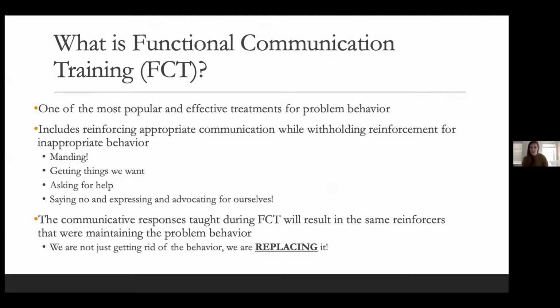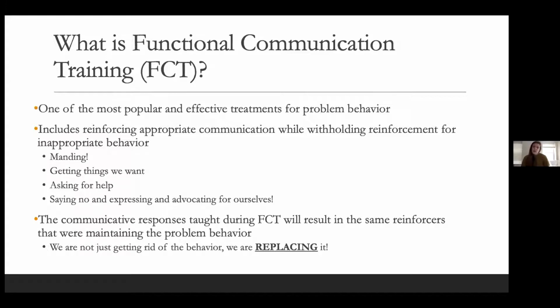So what is functional communication training? We commonly call this FCT. It's one of the most popular and effective treatments for problem behavior. What we do in FCT is reinforce and teach the child to use an appropriate communication strategy instead of their previous inappropriate strategy. Sometimes this can be aggression, yelling or screaming, or other inappropriate vocalizations. Some students may use self-injurious behavior to communicate what they want and need. I think, for everyone, we've worked in different classrooms. We can think of different students that have an array of problem behavior.